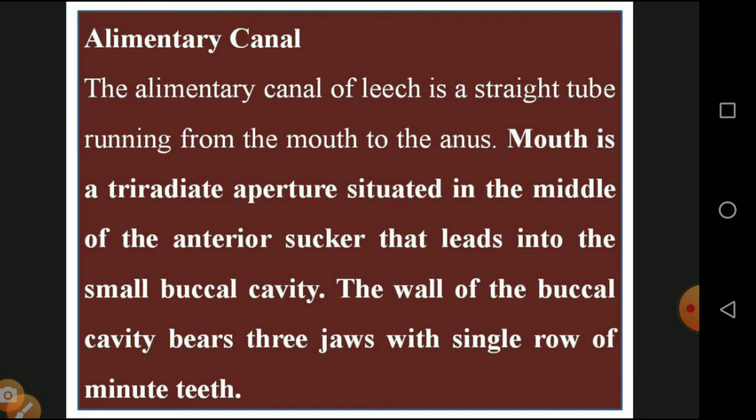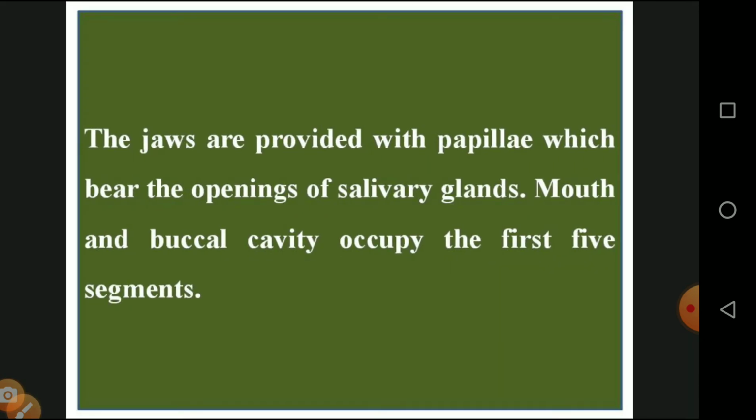We see that the leech mouth has a jaw, and they have only one row of teeth. The teeth are very small and minute. The jaws are provided with papillae which bear the opening of the salivary gland. When the leech secretes saliva, the saliva has hirudin, which prevents blood clotting, and at the same time it acts as an anesthetic substance, so the host organism does not sense the pain. The mouth and buccal cavity occupy the first five segments.